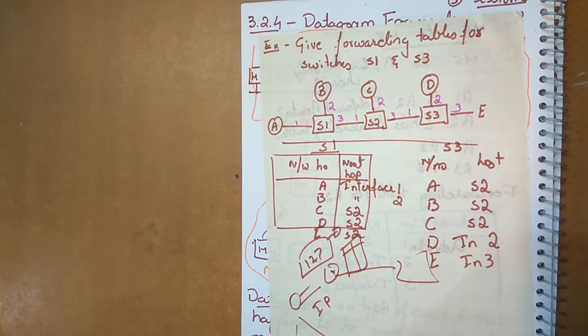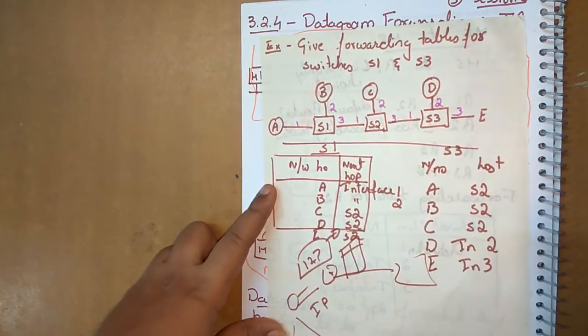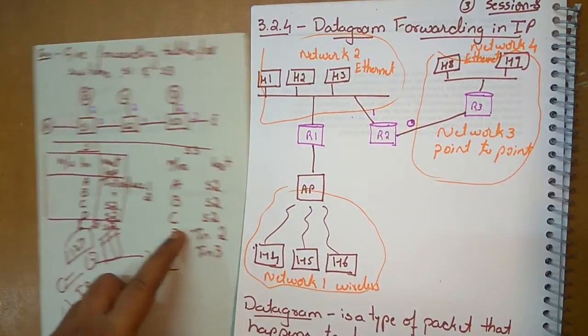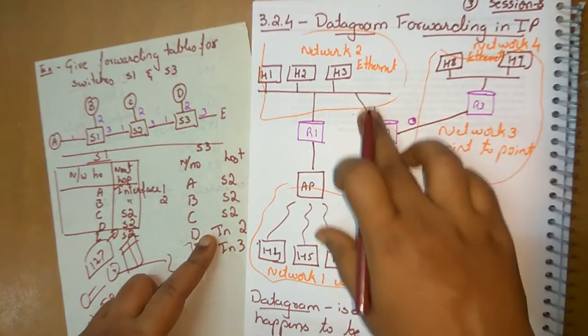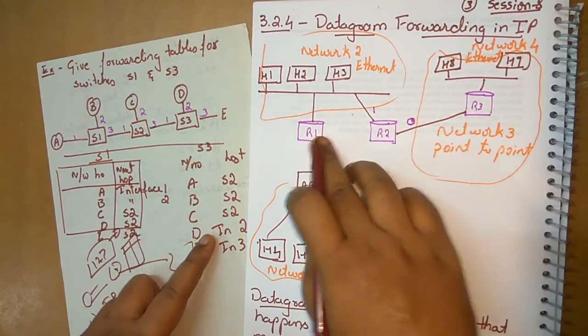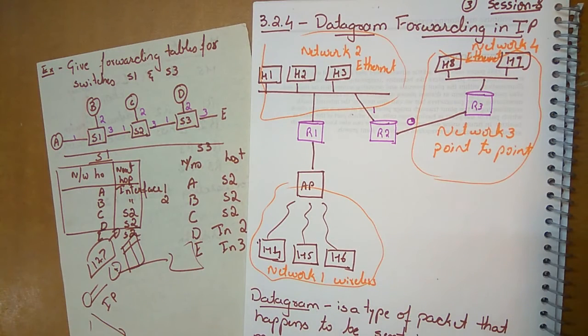Right? This is the forwarding table for the respective switches. Sorry, routers. These are all the routers. If it is directly connected, we give the interface number, or else we refer to another route. This is a forwarding table.